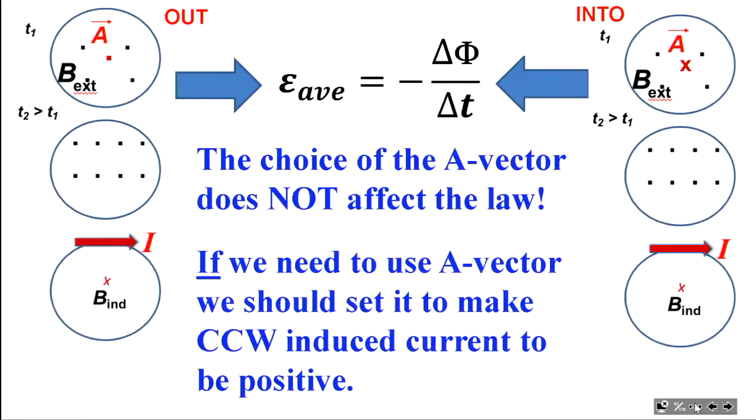This experience tells us that sometimes we don't really need to use the area vector at all. So we don't have to. Only when we have to, we should use it. But if we have to use it because we have a flexibility, we can always choose the area vector in such a way that clockwise current will be negative and counterclockwise current will be positive.